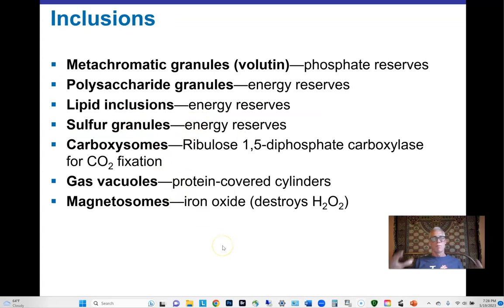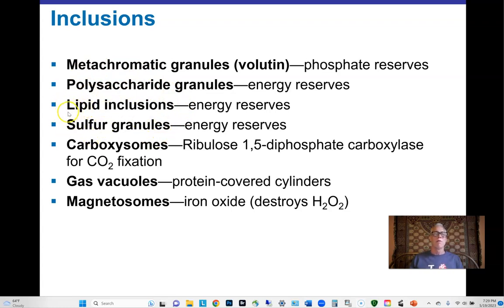Inclusions are all just regions inside of the cell in which a quantity of the similar material has been accumulated. Perhaps it's something very valuable to the cell that it wants to have on hand. For example, polysaccharide granules. That's a good source of energy for oxidizing to make ATP in the future. Lipid inclusions, energy again. Sulfur granules.